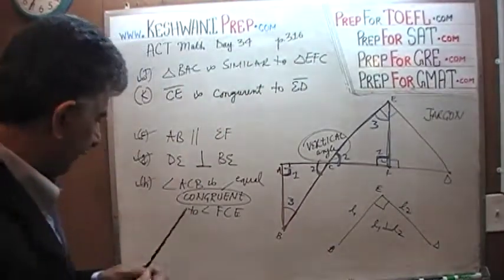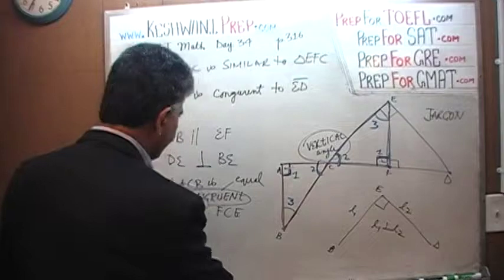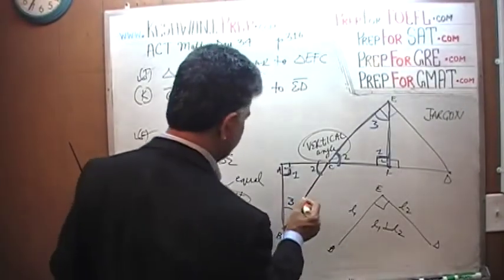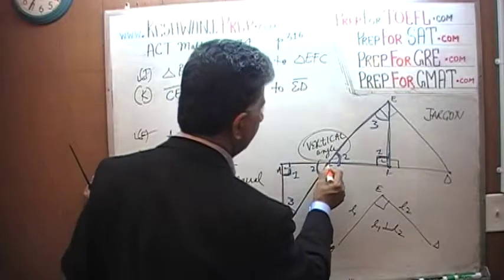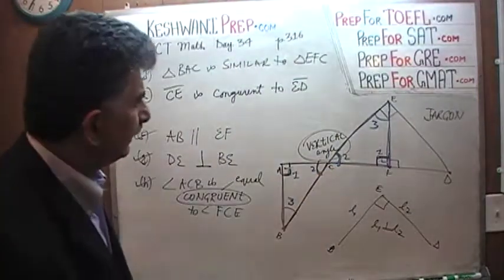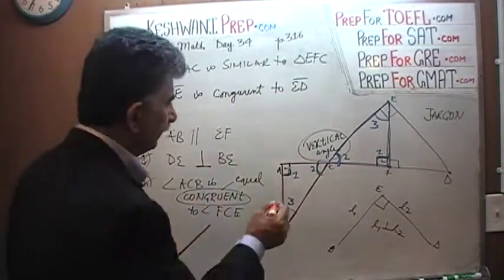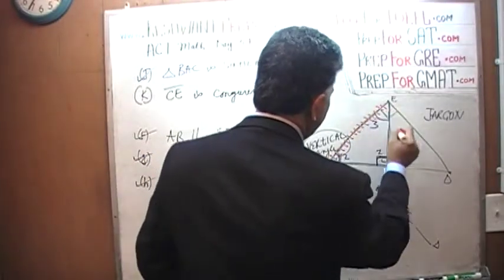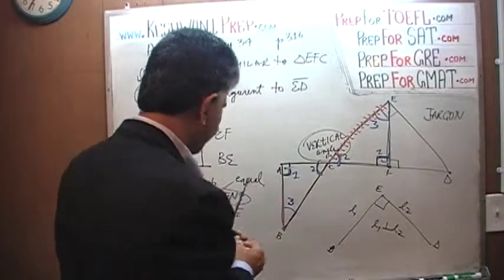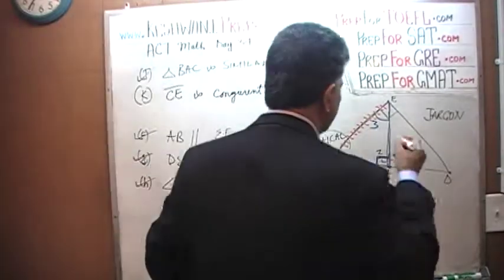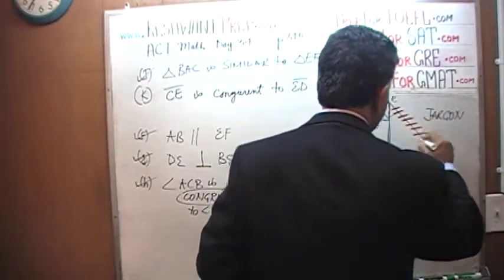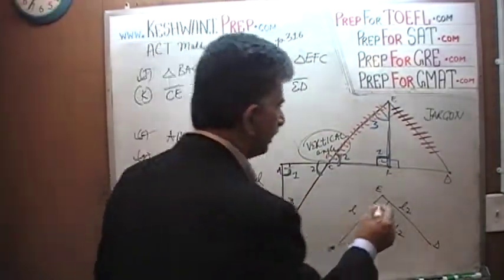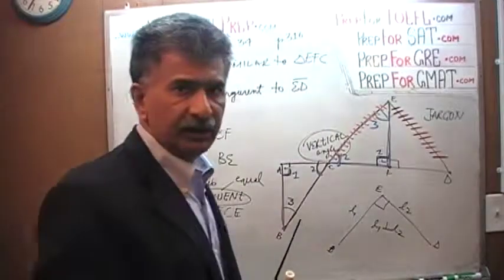Let's again one more time change the color. CE. Where is CE? Right here. CE and ED. Oh, there you go. We're talking about these two sides. CE, and here is our ED. Do they necessarily have to be equal to each other?